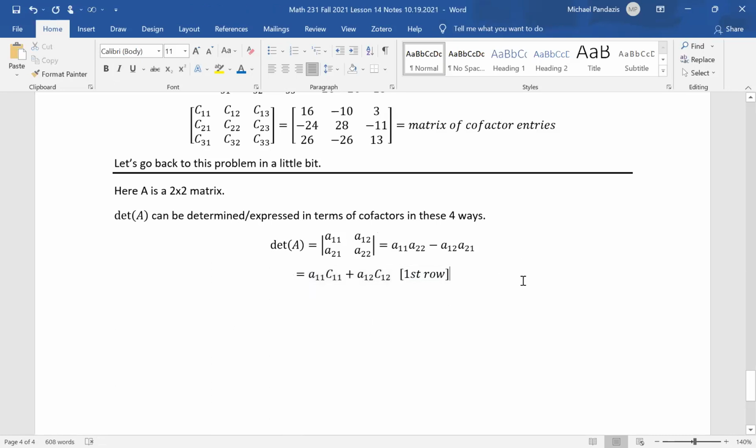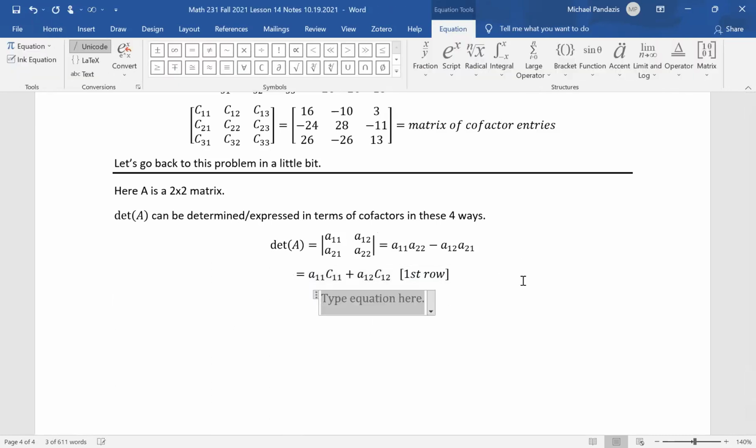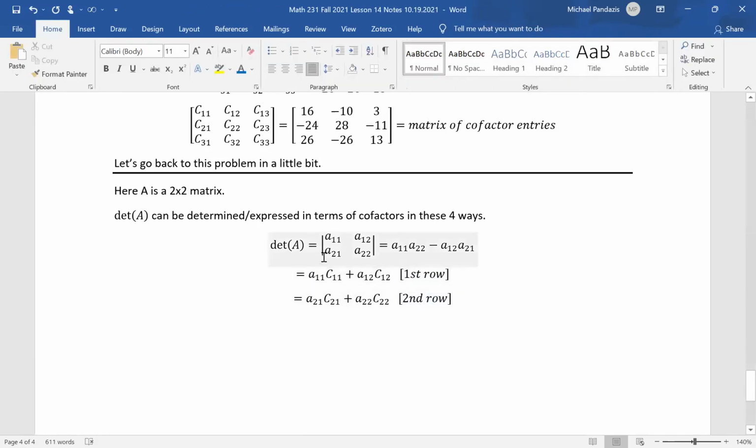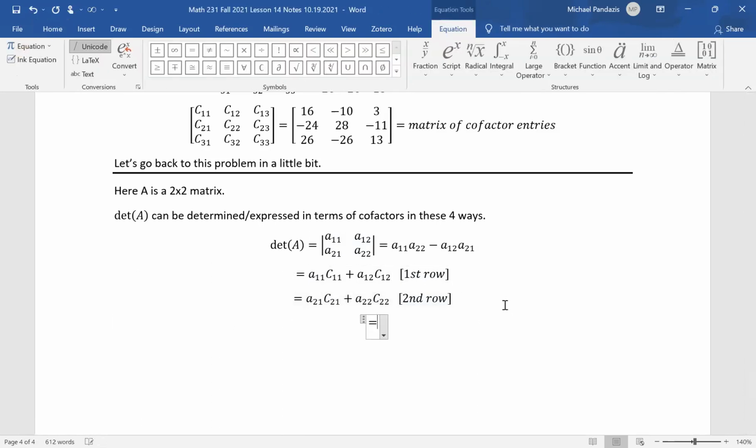Now, if you look at the second row, then you also get that the determinant is equal to A21 times C21 plus A22 times C22. And this is now looking at again, the second row. So looking at the second row, you can take each entry in the second row, multiply them by their corresponding cofactor, and add the products. And you still get the determinant if you do that of a 2x2 matrix.